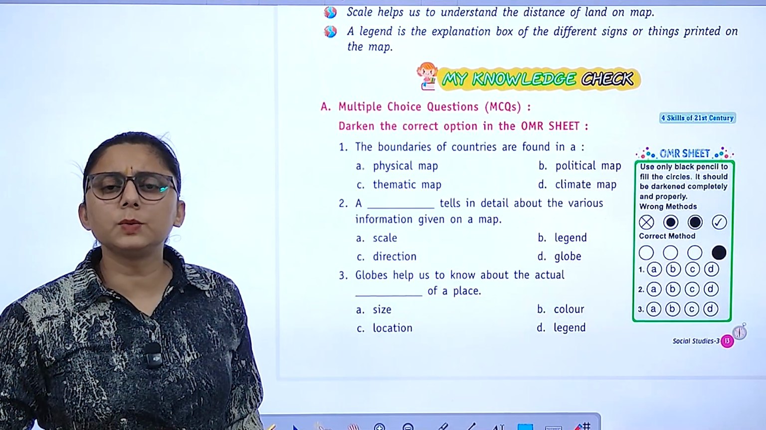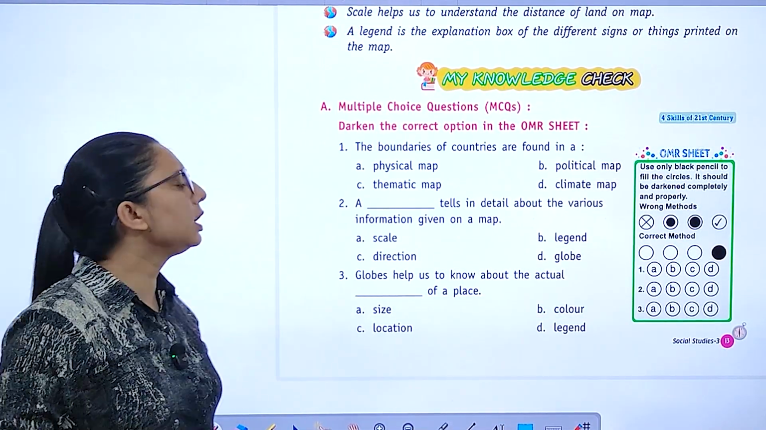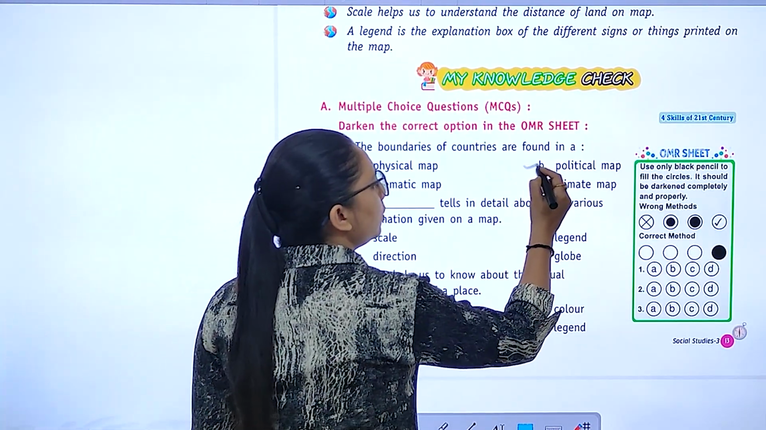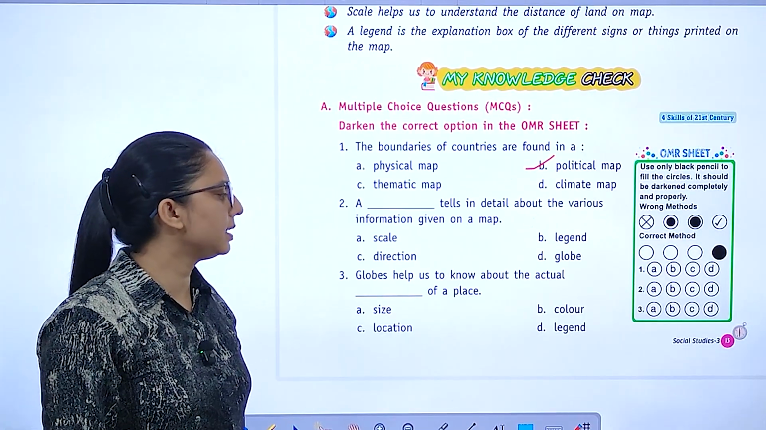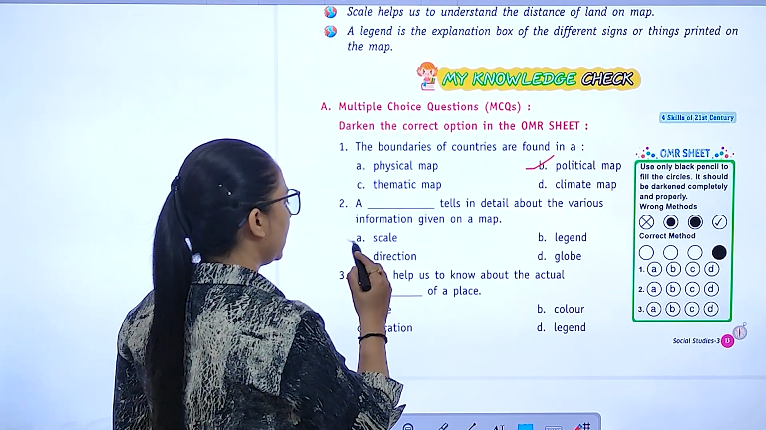Now we are going to start with the exercise of this chapter. First is multiple choice questions. The boundaries of the country are found in? जो boundaries है country की वो कहाँ देखने को मिलती है? Political map में. A dash tells us the detail about various information. क्या बताता है? Legends, direction, globe या scale? Scale बताता है.